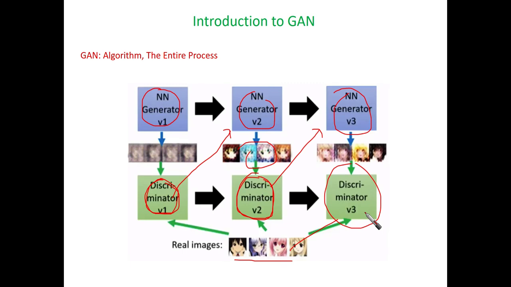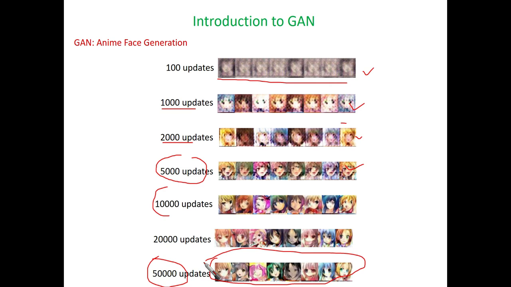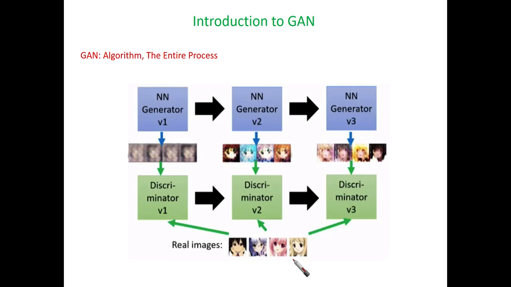If you continue in this way, after 100 updates, the image the generator produces looks like this. With thousands of iterations, it goes like this. If you perform 2000 iterations, the image looks like that. At 5000 updates, it looks like that. And with even 50,000 iterations, finally the image looks like this. Because the real images were these kinds of animation characters, basically Japanese anime characters.